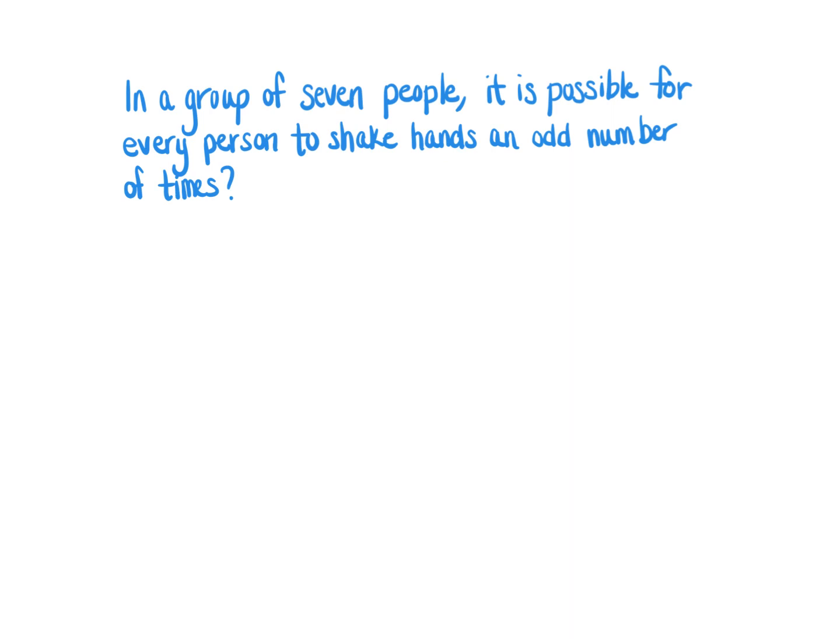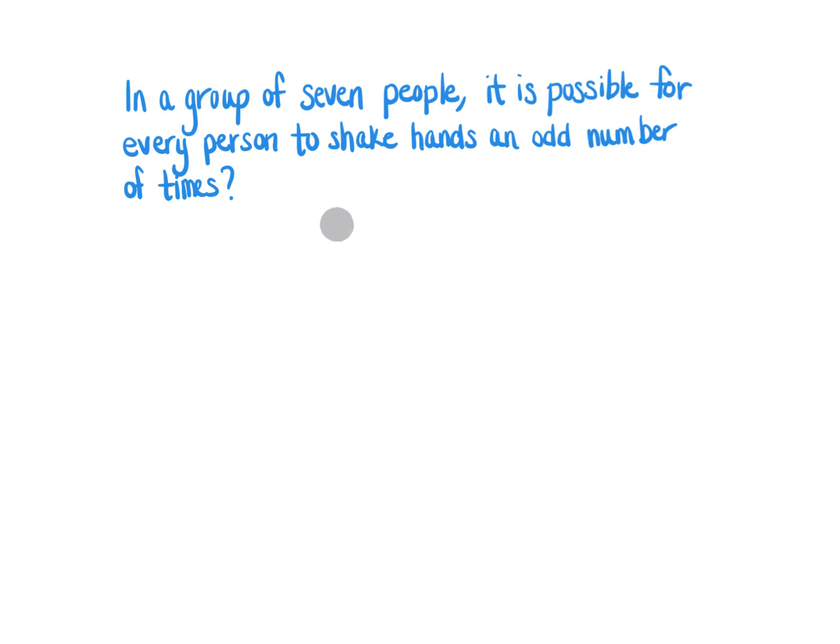To introduce the concept of graph theory, let's take a look at a problem that can be solved using graph theory. So in a group of 7 people, is it possible for every person to shake hands an odd number of times? So in graph theory, often what we do is we represent things using vertices or dots and edges or lines connecting vertices together.